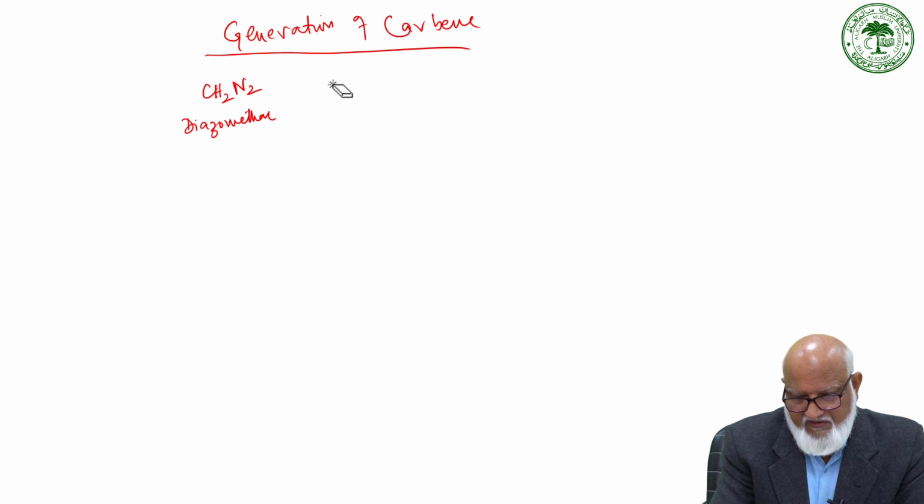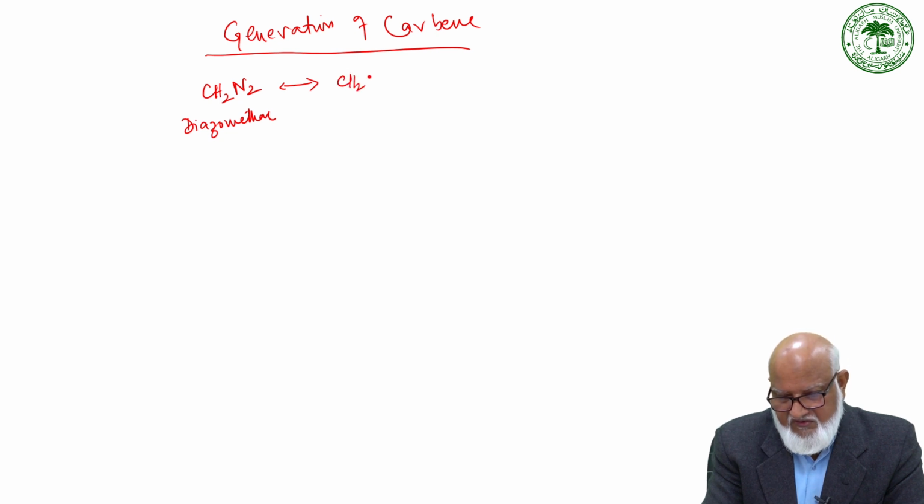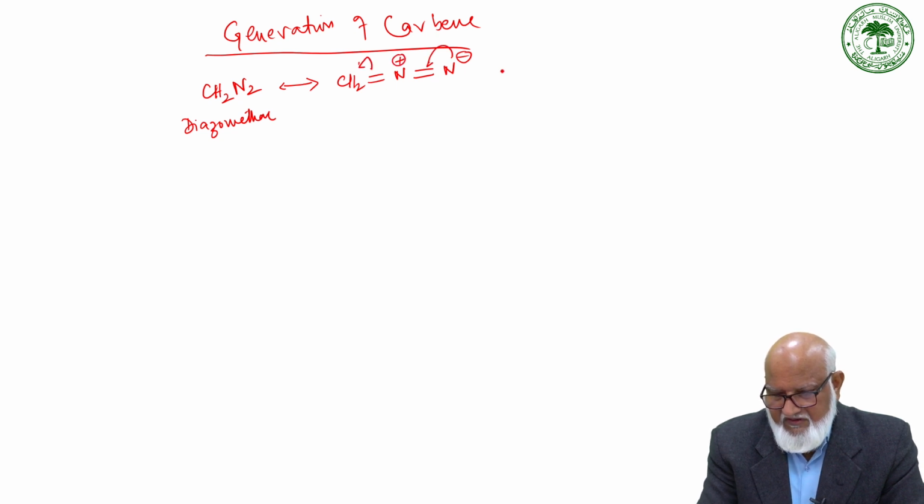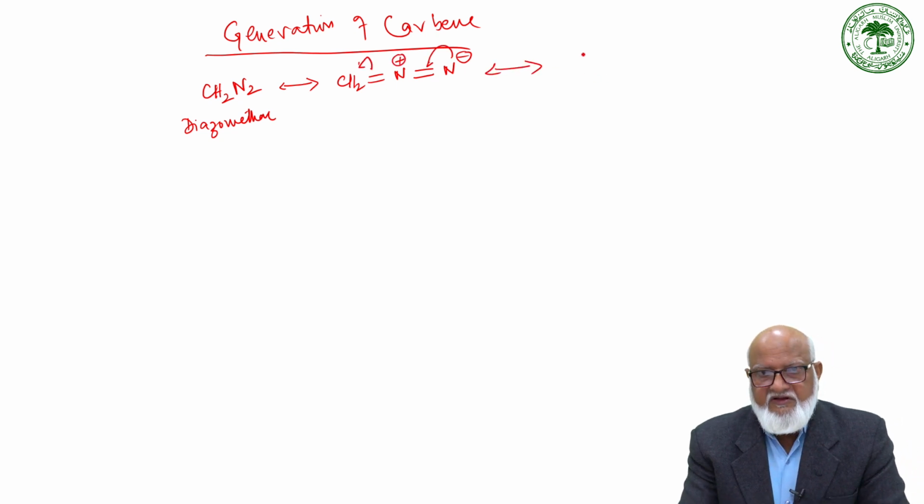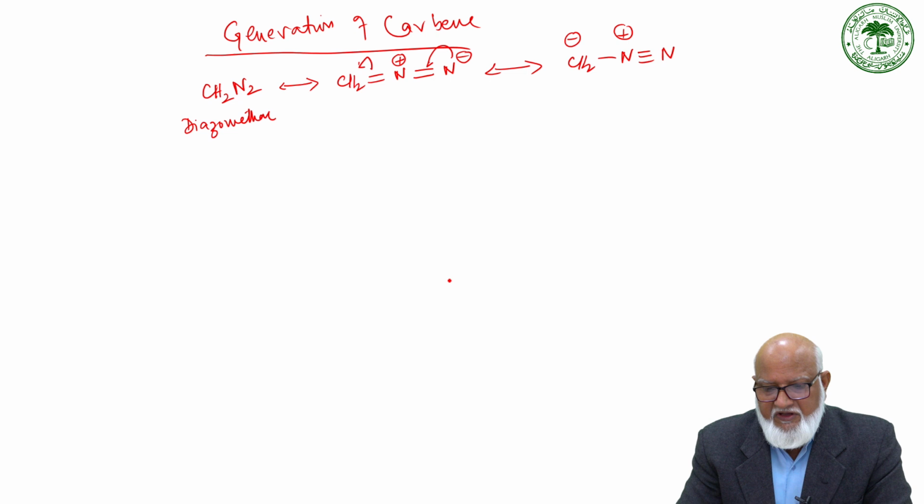We can write this by expanding the two nitrogen atoms in this CH2 double bond N: it becomes N plus, N minus, and then this can be written in another structure of diazomethane. A dipolar structure can be written as CH2 minus, N triple bond N, and so these structures can be written.